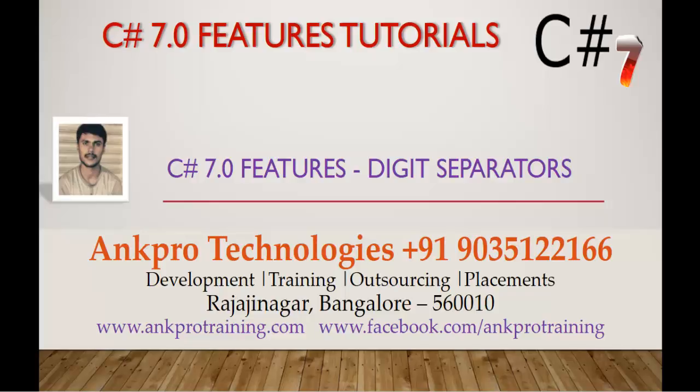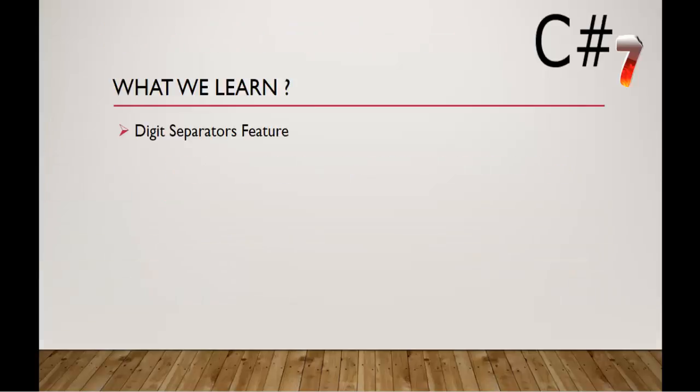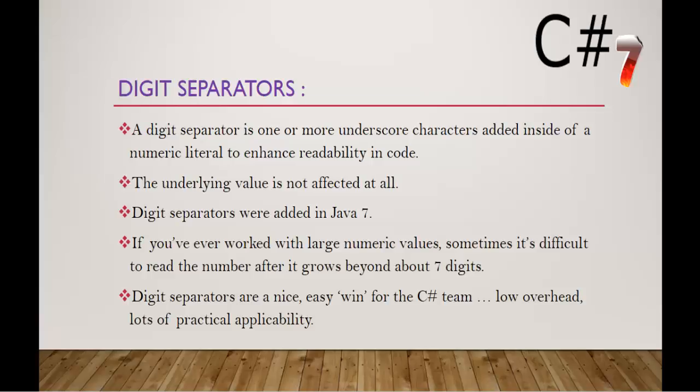My name is Harish. In this session we are going to learn about another feature of C Sharp version 7, that is digit separators. First let us understand what a digit separator is. A digit separator is one or more underscore characters added inside of a numeric literal to enhance readability in code. So I repeat, what do you mean by digit separator?